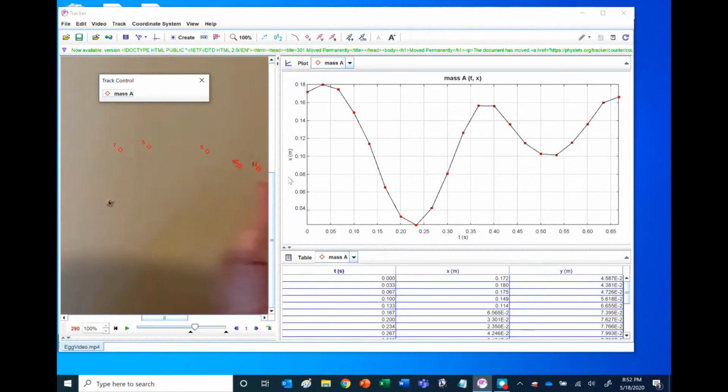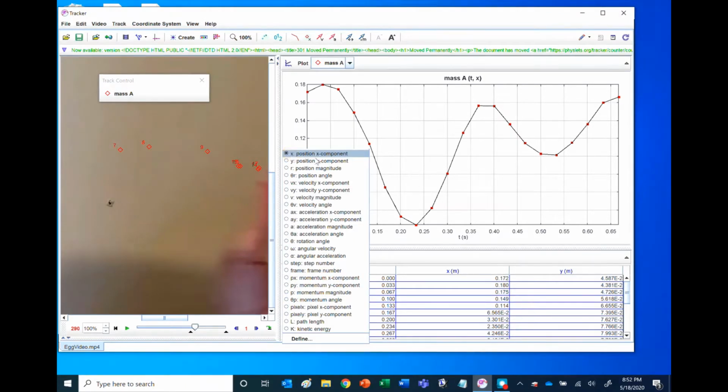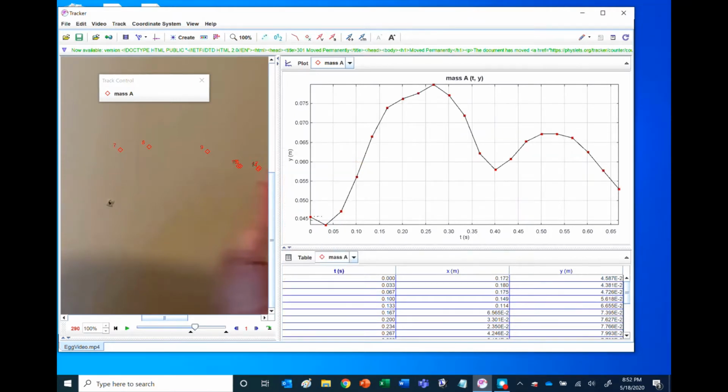If you want to plot Y as a function of t instead, all you have to do is click here on this X, and you see it says X position. Now it can be Y, which is the position Y component. So if I do that, this is now the vertical position as a function of time. So you can plot X or Y. There are other things as well.